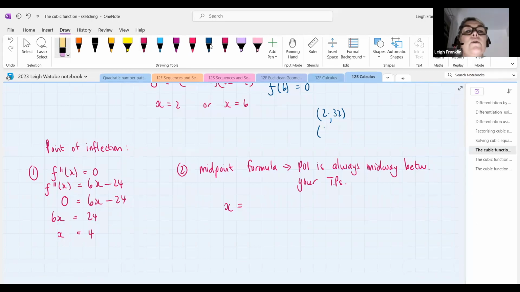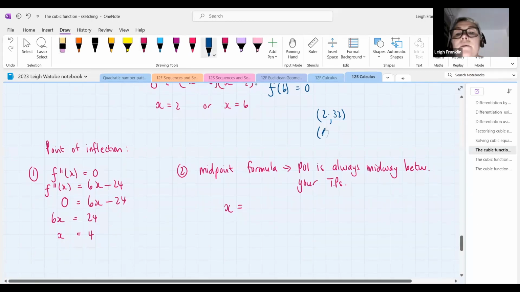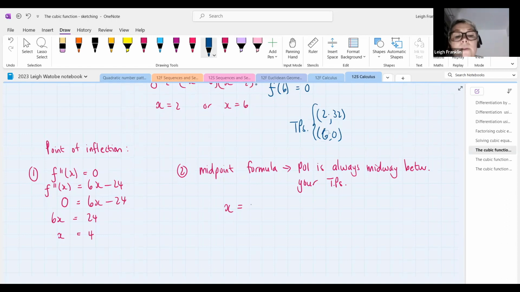Let's just quickly change that. That was 6 and 0. Remember, these were the coordinates at our turning points. Okay, so we would say 2 plus 6 divided by 2. So that gives us 8 over 2. Can you see we get the same answer of 4? Okay. It is, isn't it?